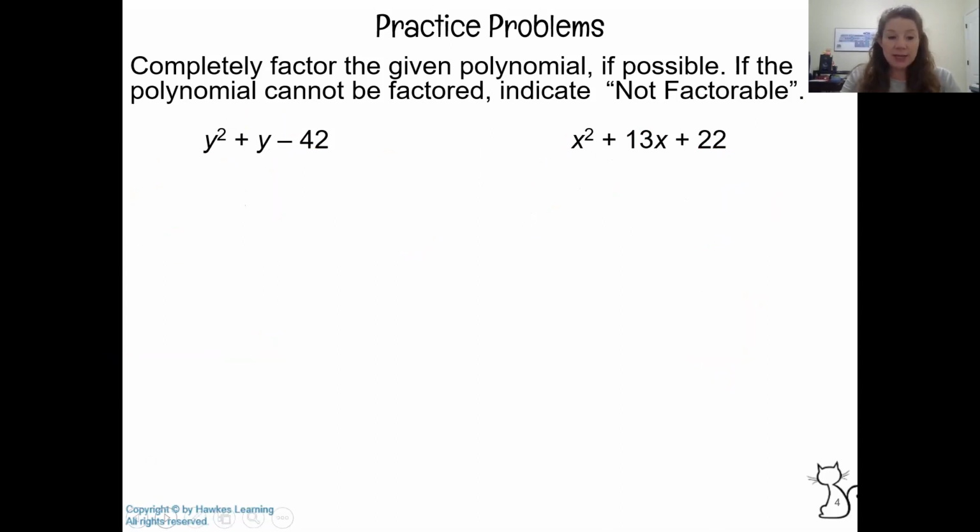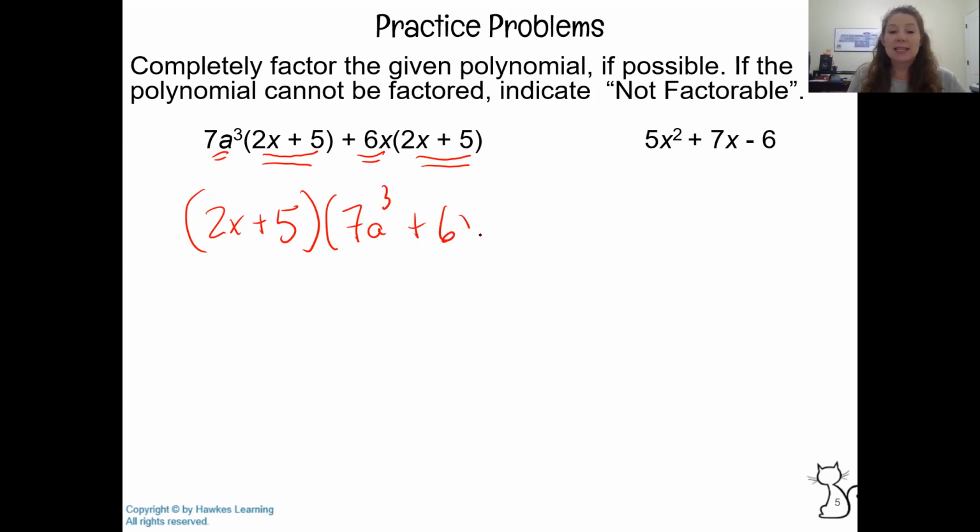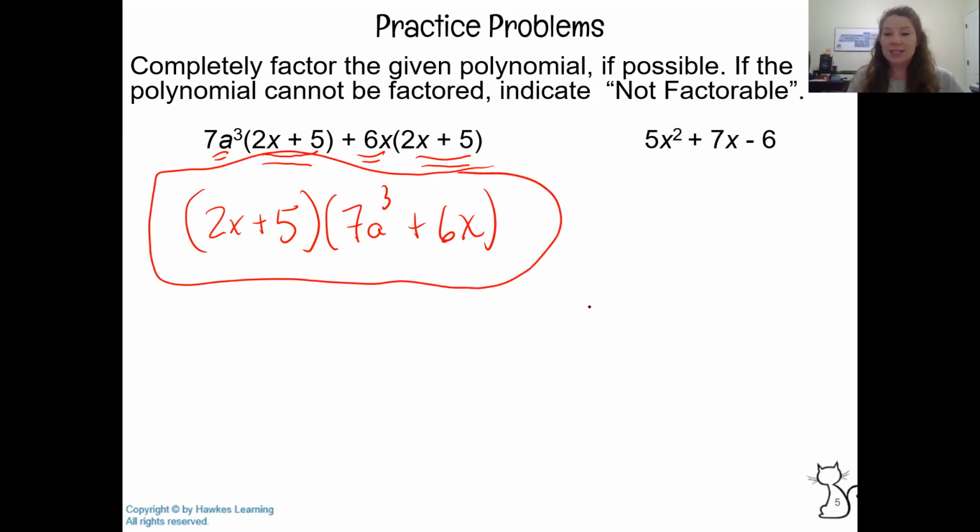So let's see what else we have. All right, now this one, the first one on the left, looks really hard, doesn't it? But remember, when we have 4 terms, what we want to do is try to make those sets of parentheses match. Well, guess what? They already match. That means one of the factors is 2x plus 5. And then how do we always get the other factor? We put together what's outside the parentheses. So 7a to the third plus 6x. And guess what? We are finished. That's the final answer. Isn't that crazy?